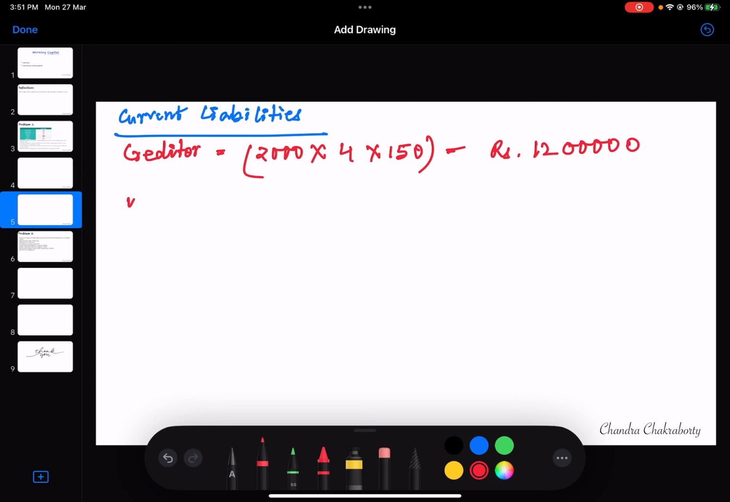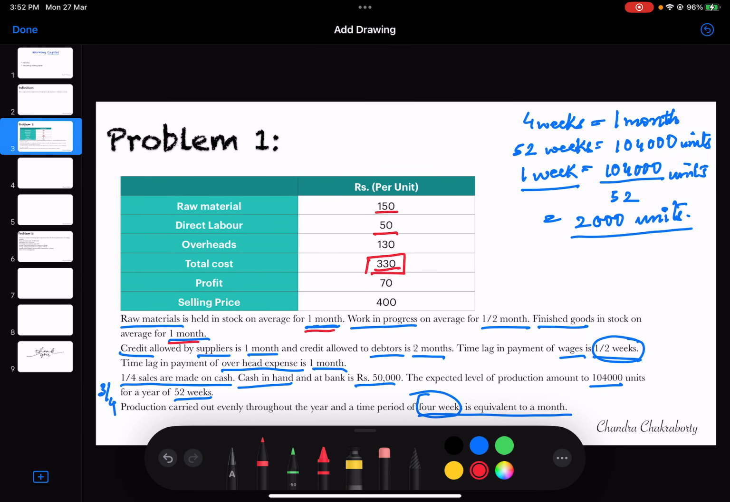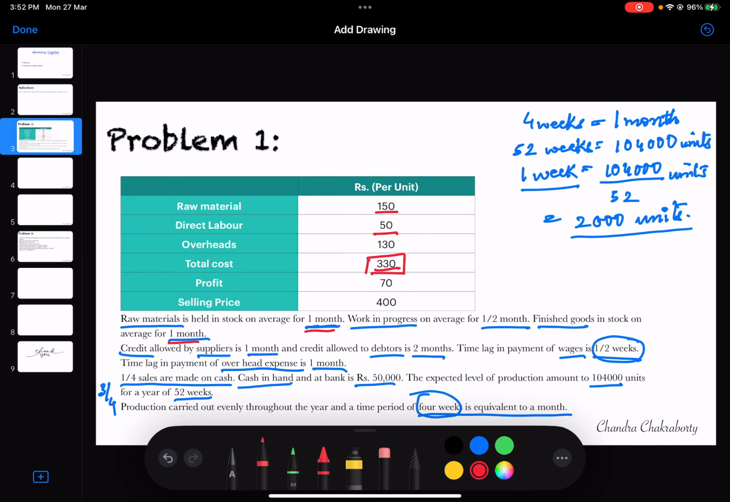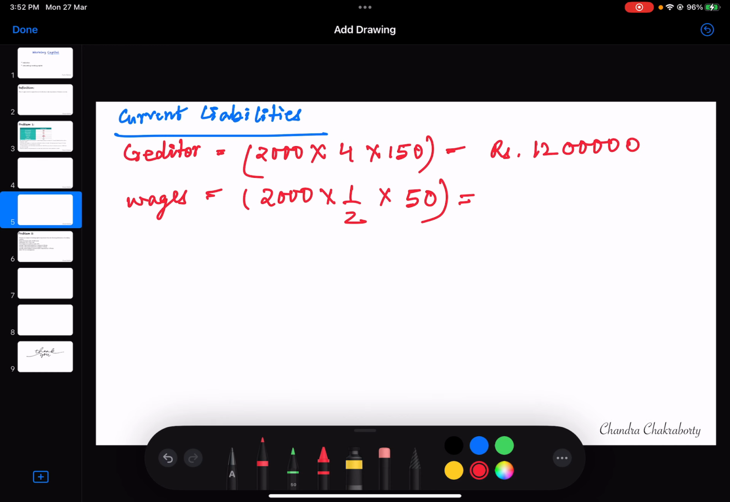And then next is wages. Okay, the time lag in payment of wages is half weeks. So this will be because here we have 50 as direct labor, right? So 50, this will give you 50,000.